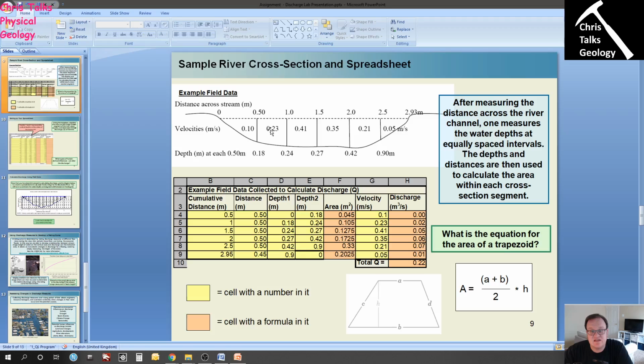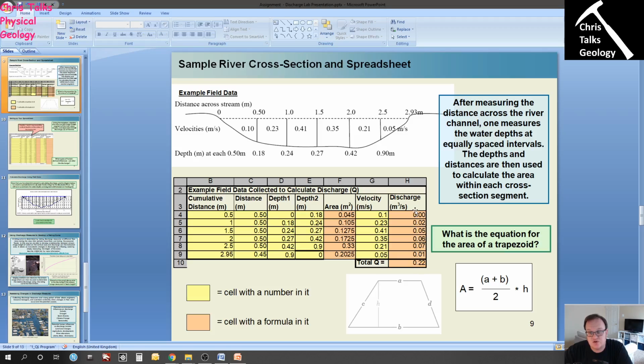Well, the velocity is given to us as a number written in the center of each slice. The velocity for this slice is 0.1 meters a second, this slice 0.23, this slice 0.14, etc. So you simply write the velocity in the velocity column, and then calculating the discharge is simply the area you calculated multiplied by the velocity. Done. And that will give you the discharge for that one slice. Remember, you have to calculate discharge for all the slices, and then you add the discharges up at the bottom to give you the total discharge.